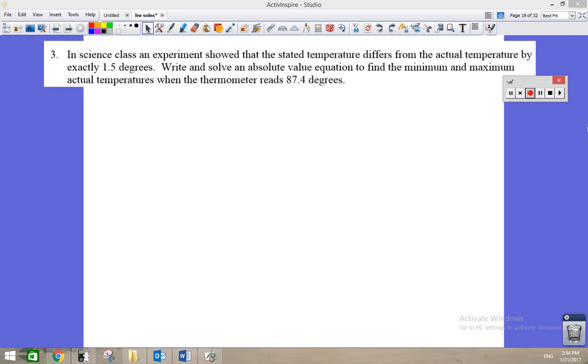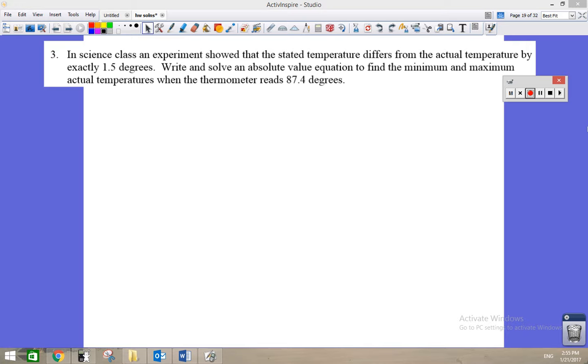Let's take a look at this problem, problem number 3. In science class, an experiment showed that the stated temperature differs from the actual temperature by exactly 1.5 degrees. Write and solve an absolute value equation to find the minimum and maximum actual temperatures when the thermometer reads 87.4.